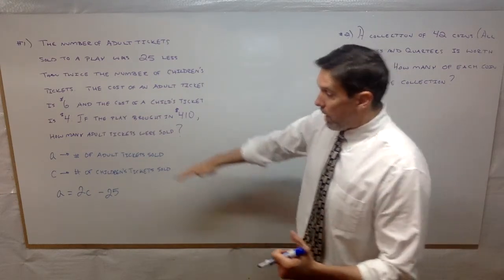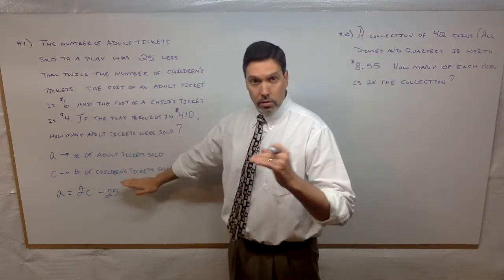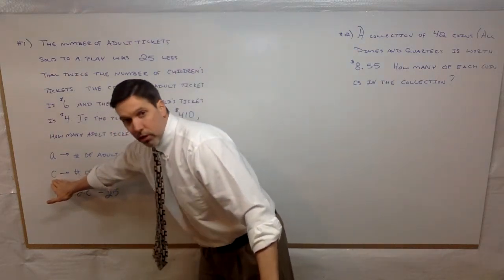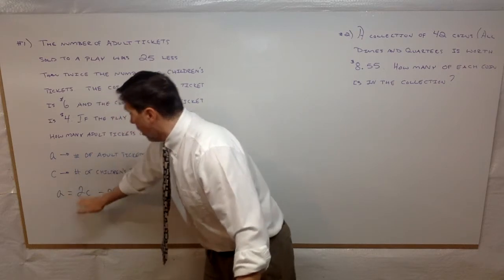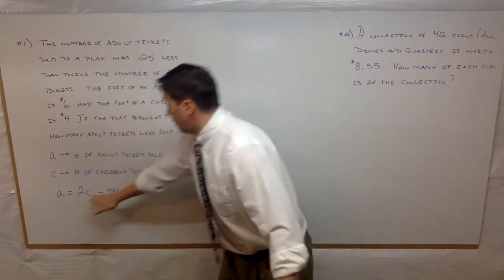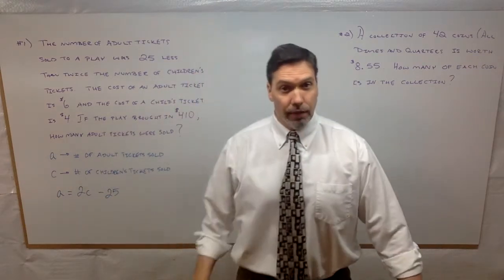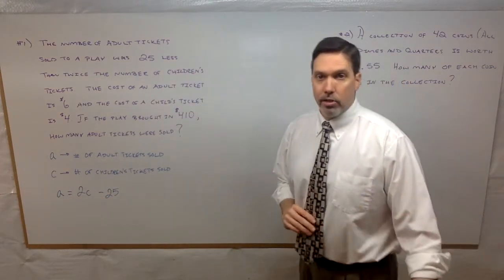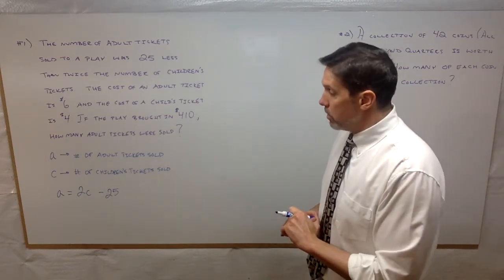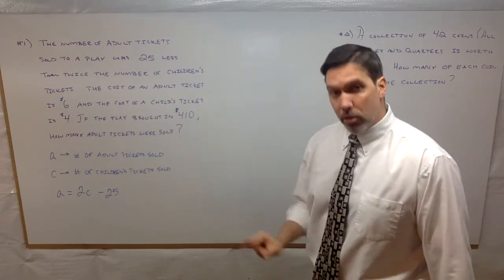Now, if you wanted to do this in a single variable, you could simply call the number of children's tickets C, and the number of adult tickets would be 2C minus 25. Then we would only need one equation. But in essence, it's really not any more work with two variables. All right, so there's our first equation using two variables.